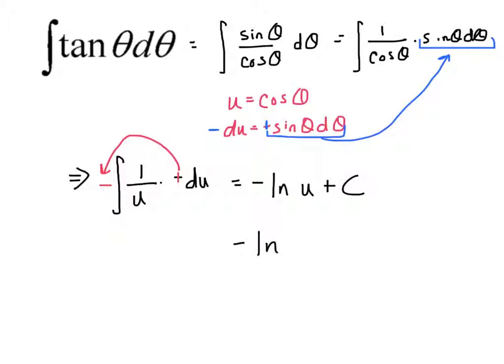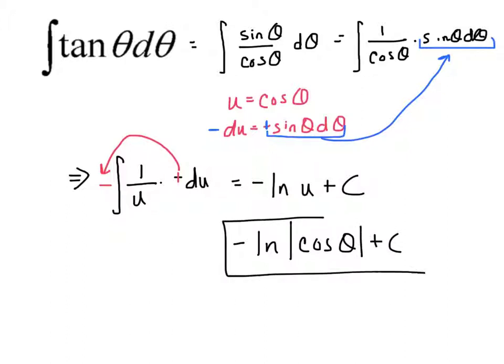Resubstitute. And there it is. Sometimes you'll see this written as the natural log of secant. That's because using some of your rules for logs, you could bring the negative in as a power and have it be cosine theta to the negative first, which is 1 over cosine, which is secant. Okay, so this is the antiderivative of tangent. Let's do another one.